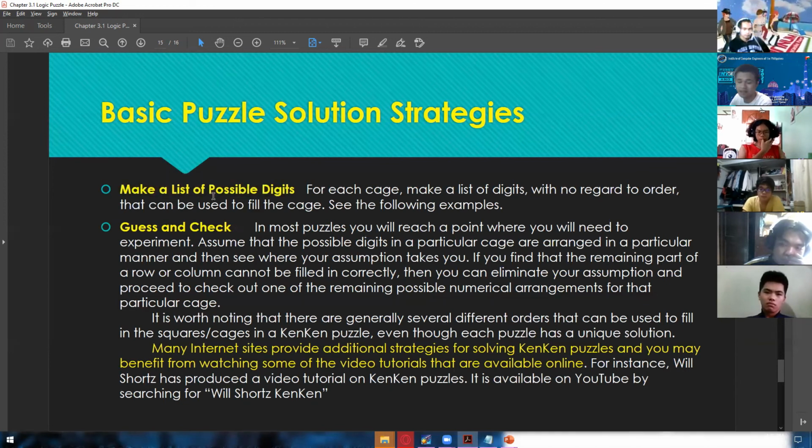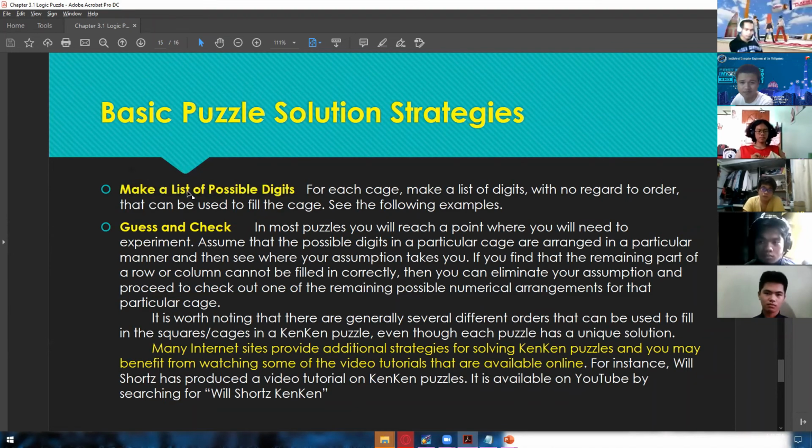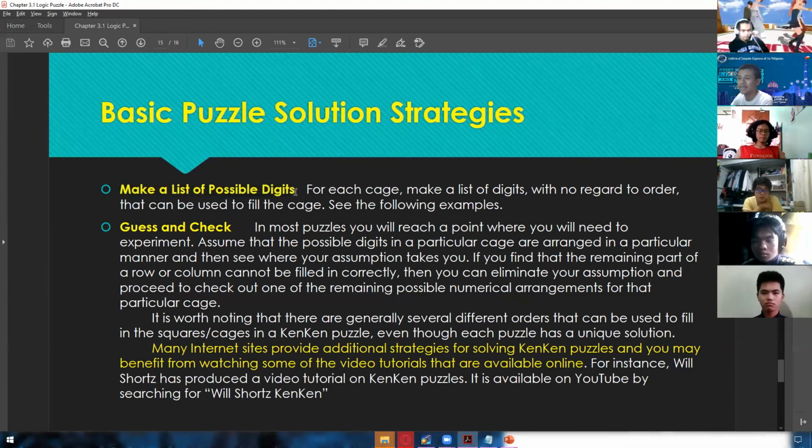So most likely, if you're out of strategies already, or the things that you can do, just make a list of possible digits. Let's come up with different kinds of arrangements, maybe, or possibilities. And if you don't have any remaining techniques aside from making a list of possible digits, then of course you can just guess and check. Okay, so this is your last scenario.